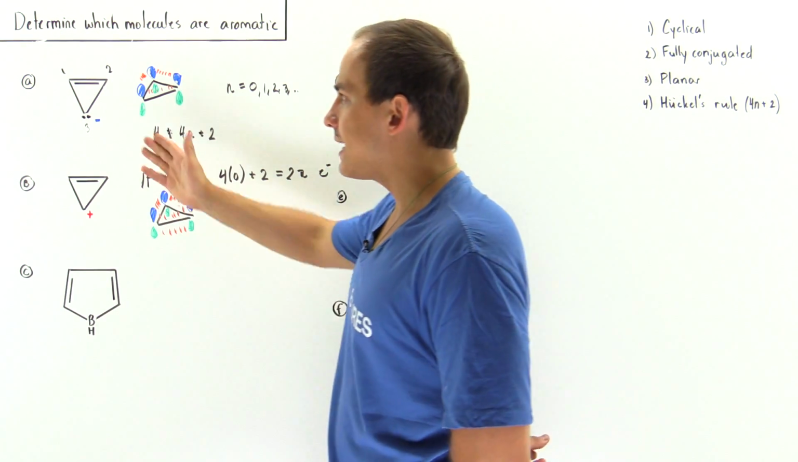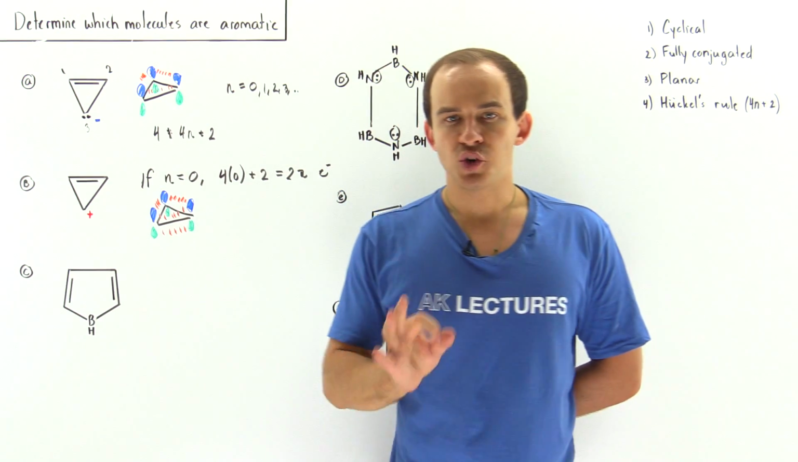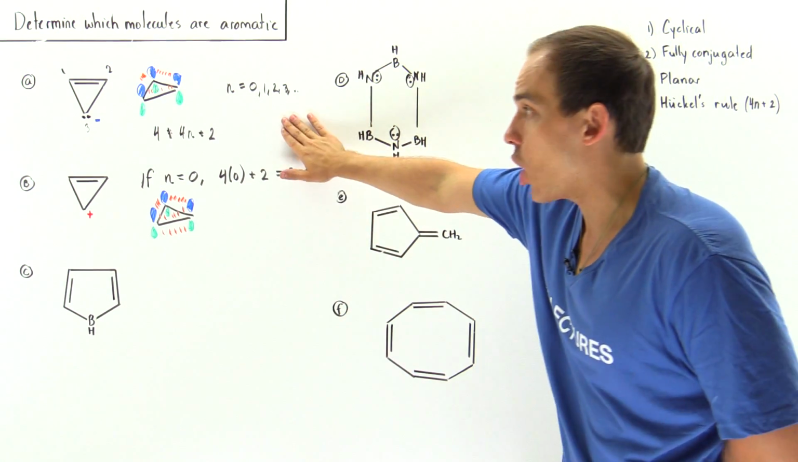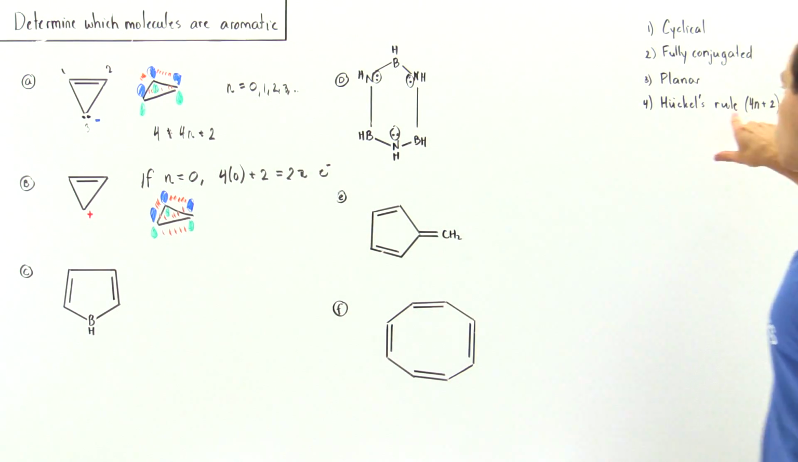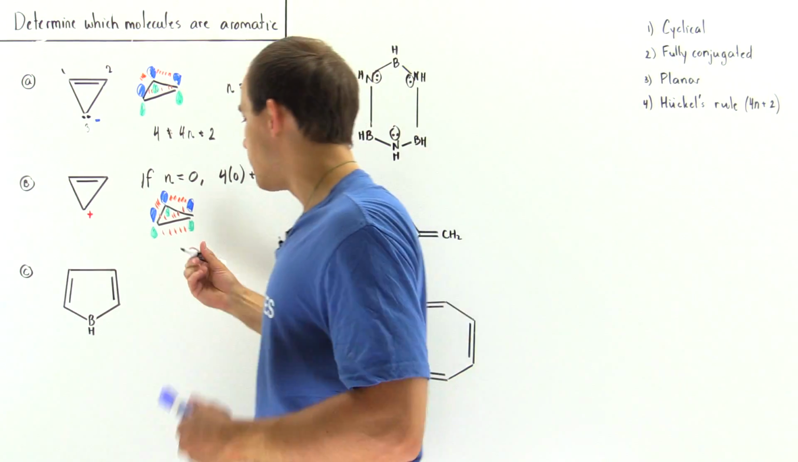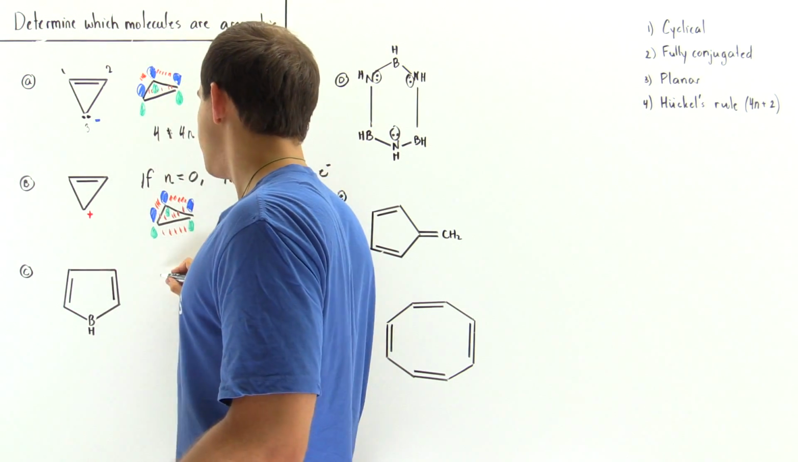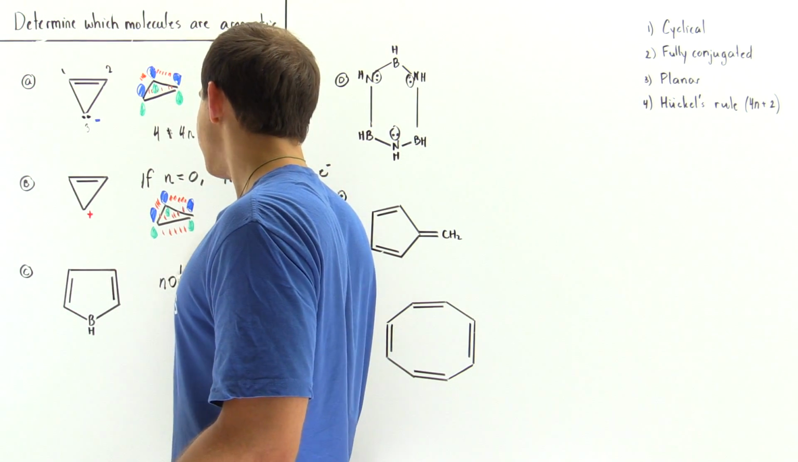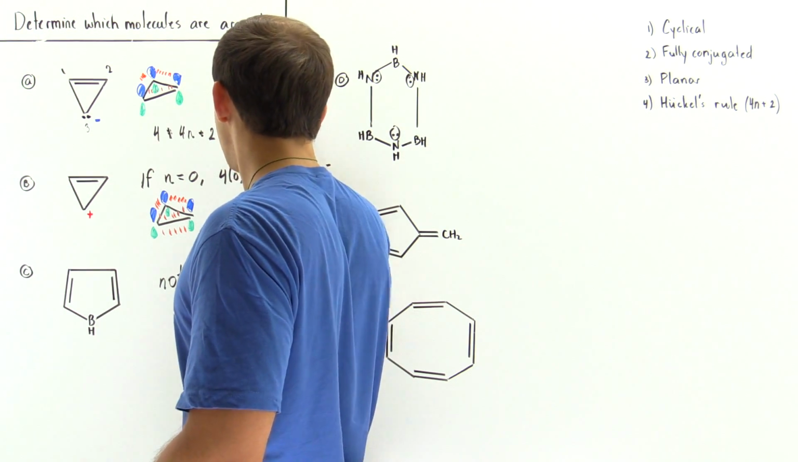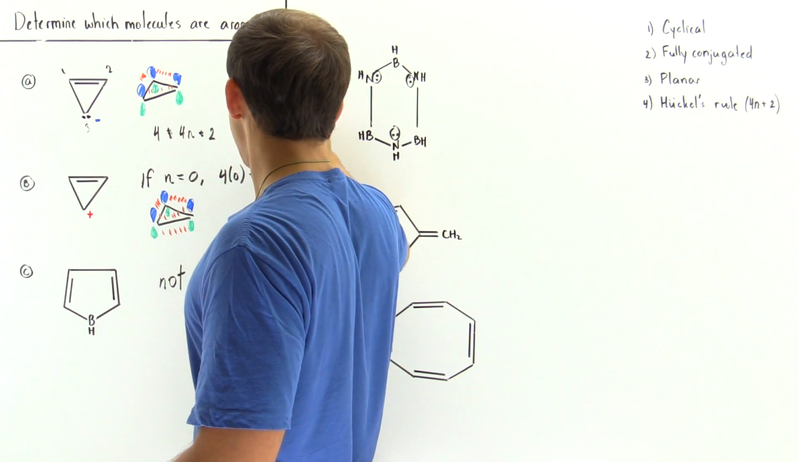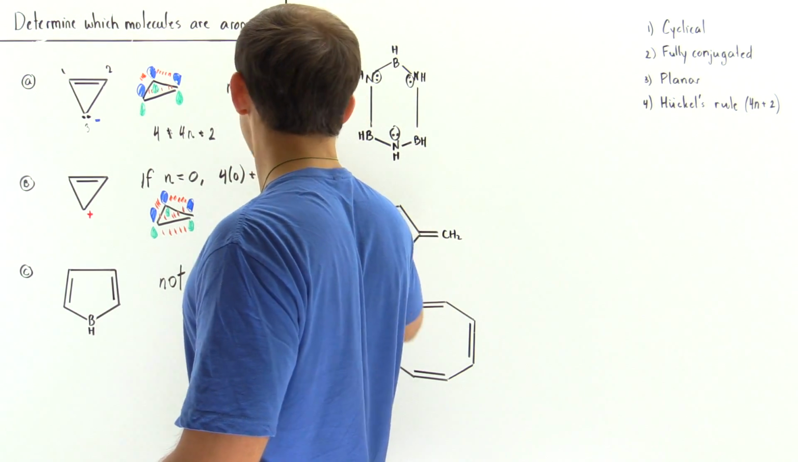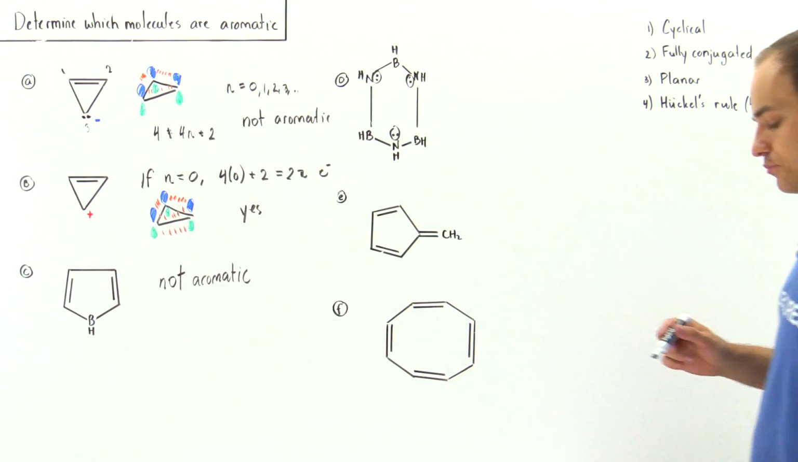So just like in molecule A, molecule C has 4 pi electrons, and we know from this argument that this rule will never give us 4 pi electrons, and so this molecule C, for the same reason as A, is not aromatic. This is not aromatic. This is not aromatic. This is aromatic. Now let's move on to D.